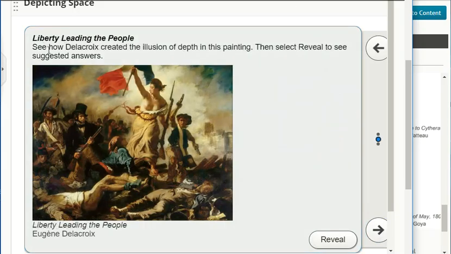Liberty Leading the People. See how Delacroix created the illusion of depth in this painting. Then select Reveal. So let's see. How did he create depth in that painting? Do you remember the words? Can you say them out loud?